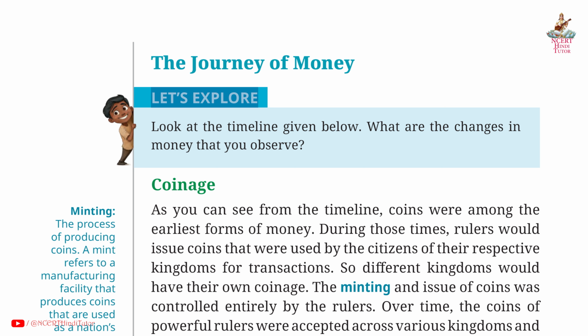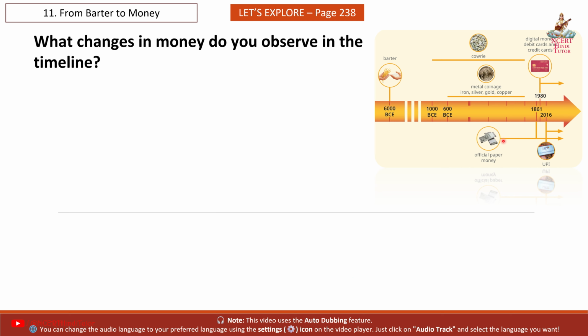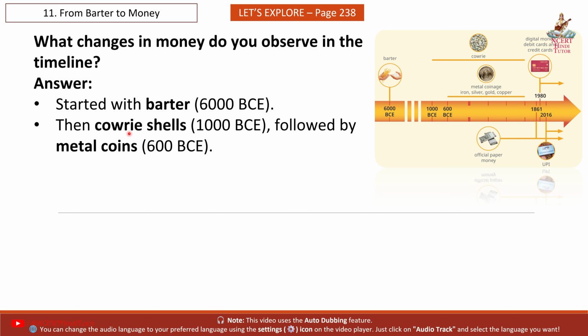Let's explore page 238. Look at the timeline given below. What are the changes in money that you observe? Answer. So friends, this is the picture. Started with barter 6000 BCE here. Next, then cowrie shells 1000 BCE, followed by metal coins 600 BCE.